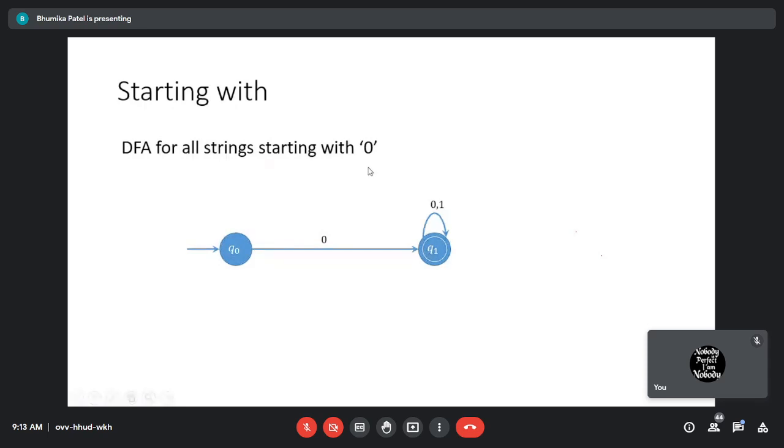Does everyone understand why I'm saying it is rejected? If my string starts with 1, it must be rejected. So what do I have to do? Reject means it should go to a non-final state. It should not reach the final state. If it goes to the final state, that means it will be accepted somehow. So in the starting-with case, you have to take one more state, QD. You can give any name. I have given D. Is it visible?